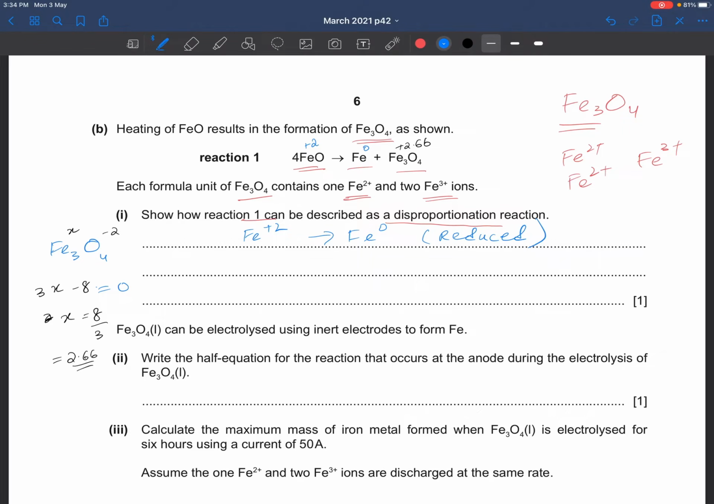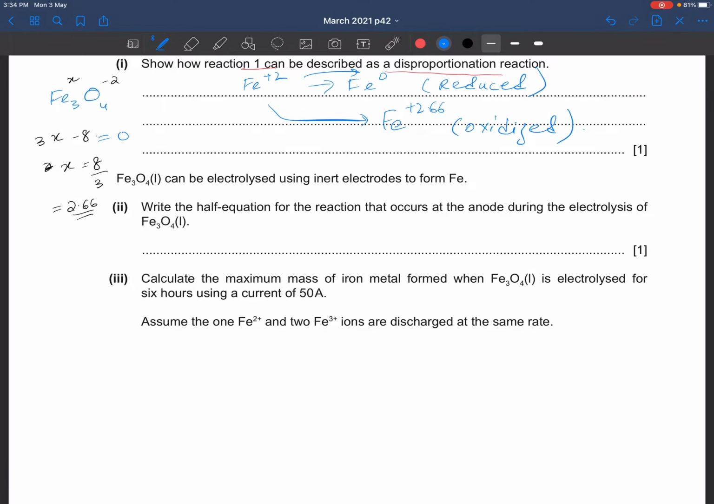So on one side it's changing from +2 to 0, and on the other side it is changing from +2 to +2.66. Right, so here it is being oxidized, and that's why this is a disproportionation reaction.